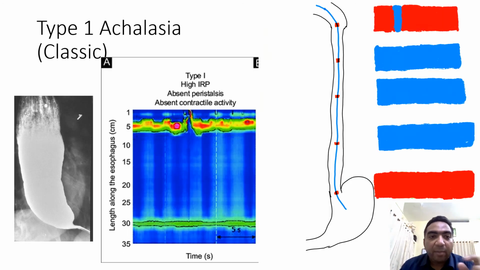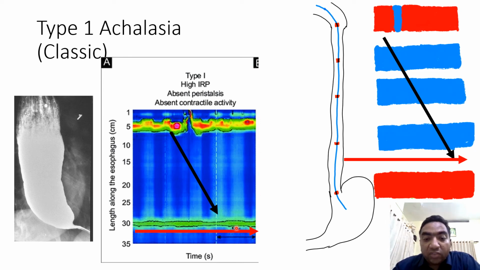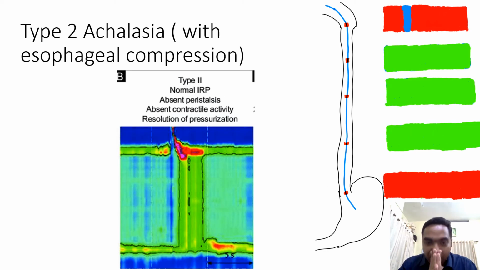Coming to type 1 achalasia. In type 1 achalasia, we can see that there is no peristalsis in the esophageal body, and the lower esophageal sphincter is not relaxing. So no peristalsis, everything is blue, and the lower esophageal sphincter is not relaxing. That is type 1 achalasia. The picture is clear. Now coming to type 2 achalasia.